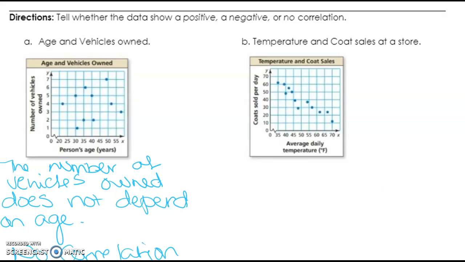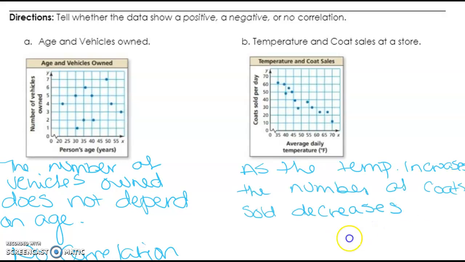And then part B, we have temperature and coat sales at a store. We can see more of a trend here. As the temp increases, the number of coat sales decreases. So the number of coats sold decreases. We do have a correlation here, and it is negative because as x is increasing, y is decreasing.